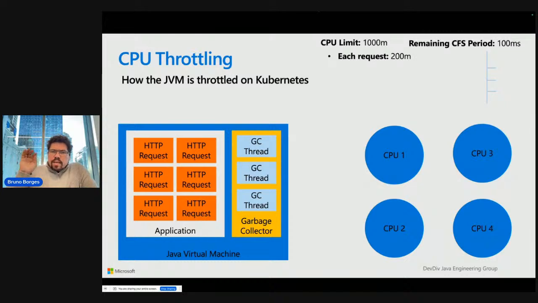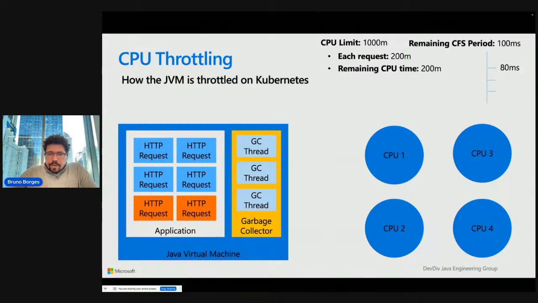Let's assume that each request consumed 200 millicores of CPU time. 4 times 200 millicores equals 800 millicores. My CPU limit was 1,000 millicore, so now I only have 200 millicores left. But the execution of the 4 HTTP requests took only 20 milliseconds. The CPU period is still going, and I now have 80 milliseconds of the CPU period left.